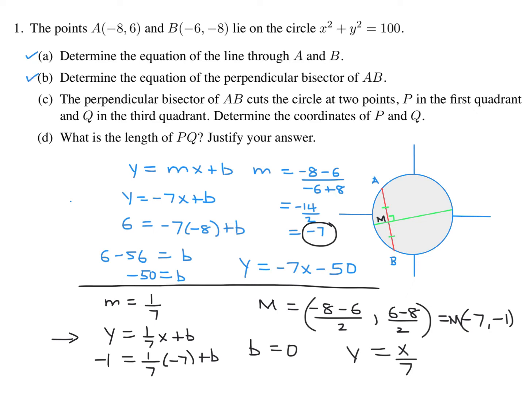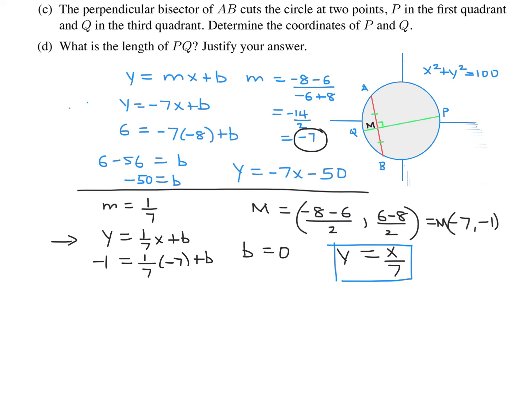Moving along to part C, the perpendicular bisector of AB cuts the circle at 2 points P in the first quadrant and Q in the third quadrant. Determine the coordinates of PQ. All right. So this diagram helps because that means that this is P and this is Q. Okay, how do I do that? Of course, I've got to take into consideration that the equation of the circle is x squared plus y squared is 100, and the equation of the line is y is equal to x over 7. So I just have to substitute that into this and solve. Shouldn't be a problem.